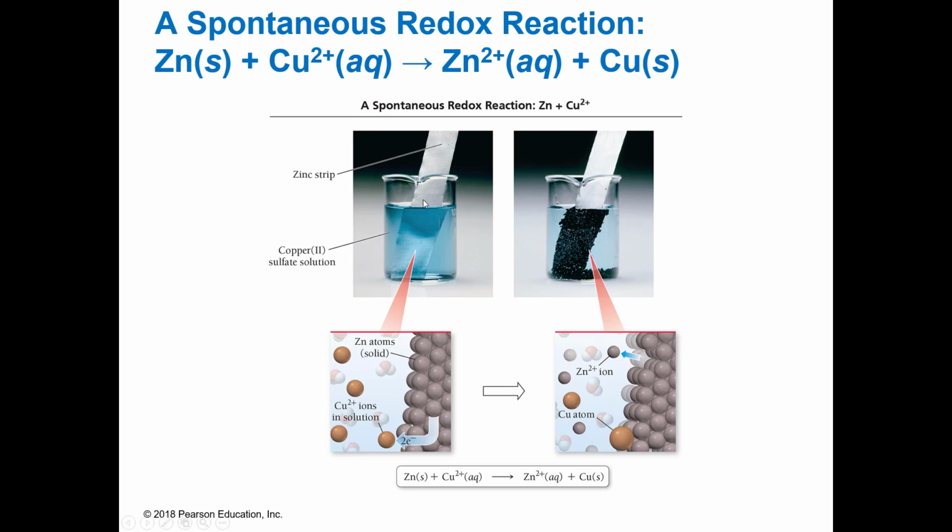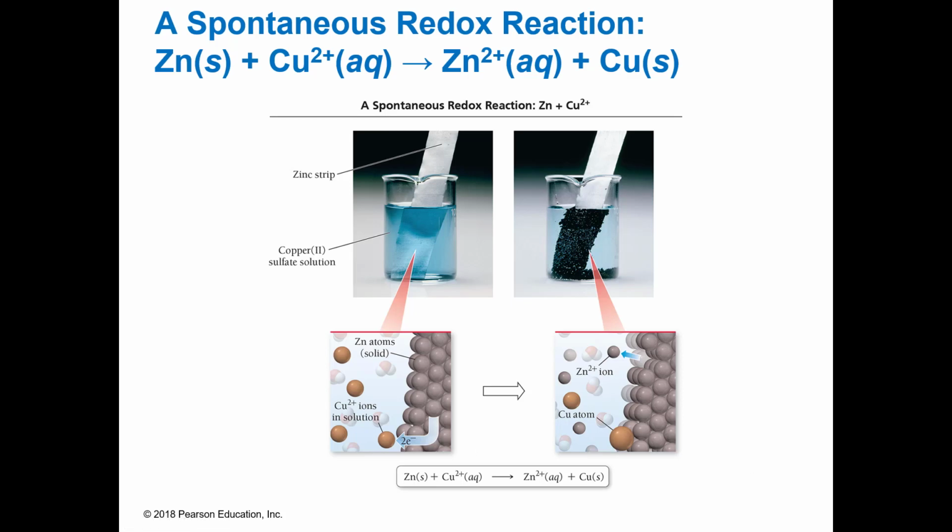If you leave the zinc in the copper 2+ ion solution, on the atomic scale, zinc atoms on the metal electrode, or just the metal sheet, are being converted into zinc 2+ ions. So that's oxidation. Zinc is being oxidized to zinc 2+. Zinc is a solid, zinc 2+ is an ion in solution. And so zinc actually looks like it's disappearing, but it's just being dissolved into the solution.